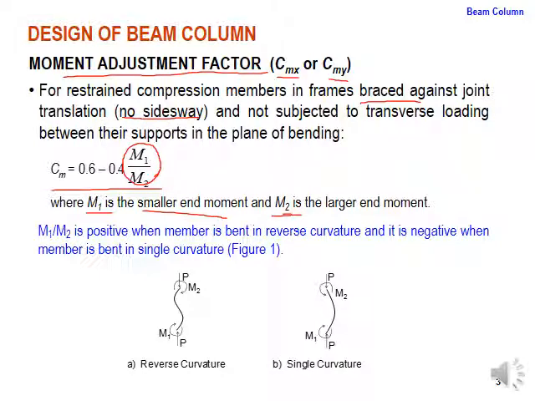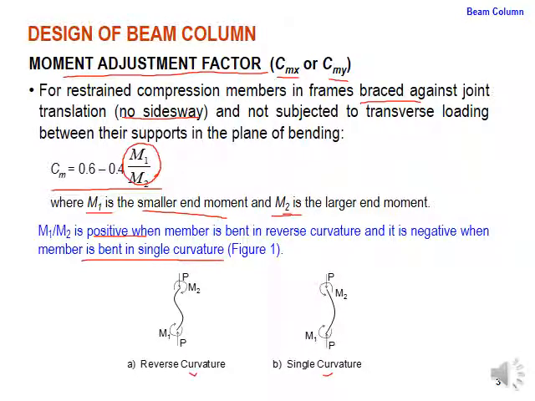Depending upon the direction of the forces, if your ratio of M1 over M2 comes out to be positive, you designate the ratio value, the numeric value you get from the values of M1 and M2, as positive. You consider it positive in this particular equation when the member is bent in reverse curvature, and it is negative when the member is bent in single curvature. You can see in the figure what reverse curvature is and what single curvature is.